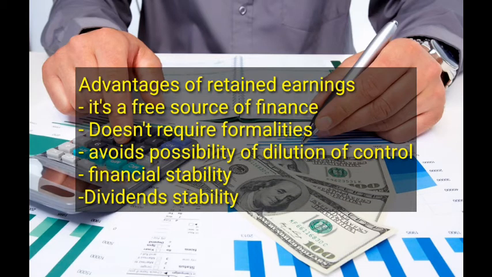Instead of you issuing new stock to the public in order for you to get more capital, you can just turn retained earnings into capital. So it avoids the possibility of dilution of control. Then it helps with financial stability of the business, and it helps with stability of dividends. You can be able to pay dividends to the shareholders even in years when the company hasn't made any profits.